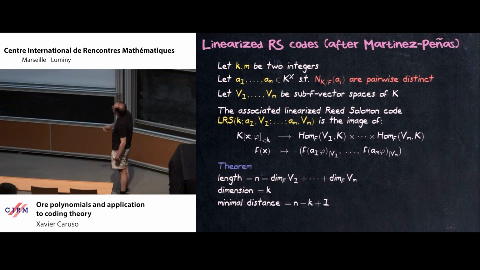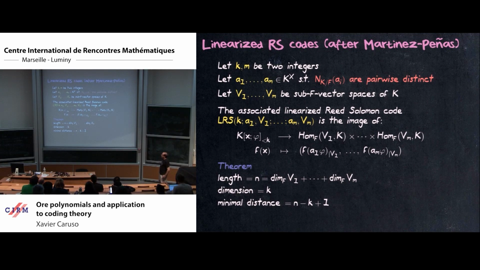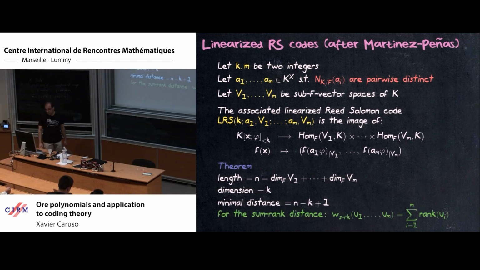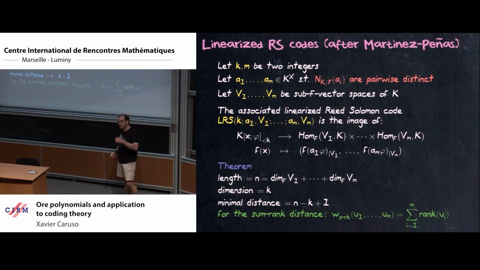So we can imagine that we are considering more general semilinear morphisms, but I'm just sticking to this. So the length is n, the dimension is k, and again the minimal distance is n minus k plus 1. It's a minimal distance for the Hamming distance, but actually it's a minimum distance for a refined distance as before, which is called the sum-rank distance. You have elements u1, ..., um, where ui is a morphism from vi to K, and now you sum the rank over these ui.